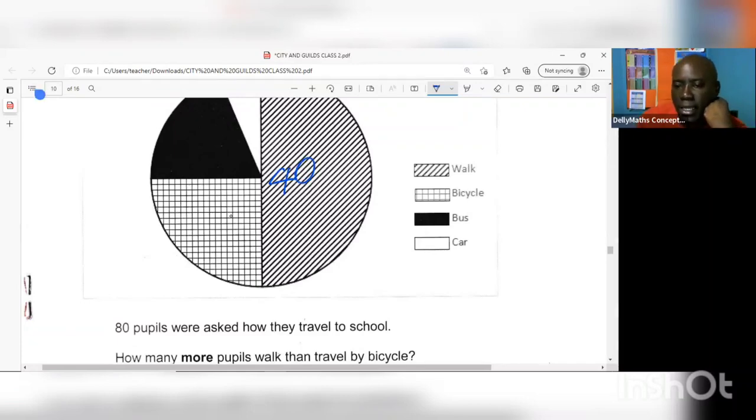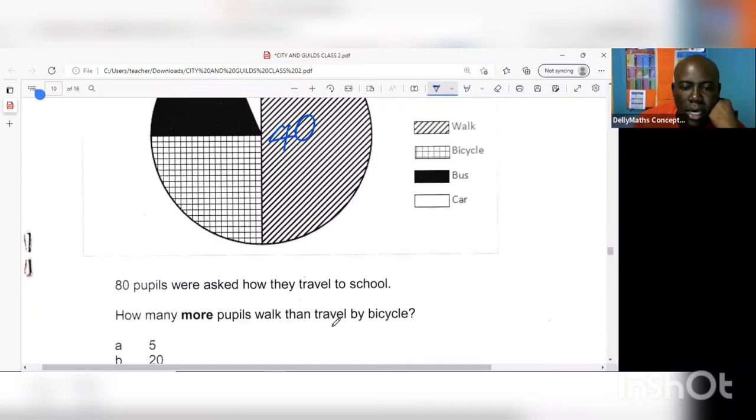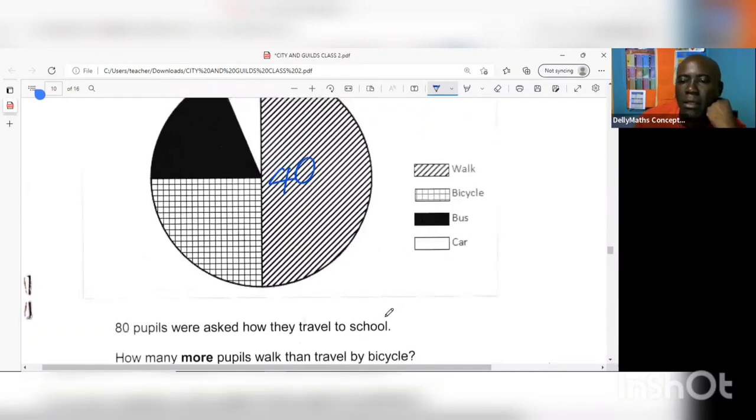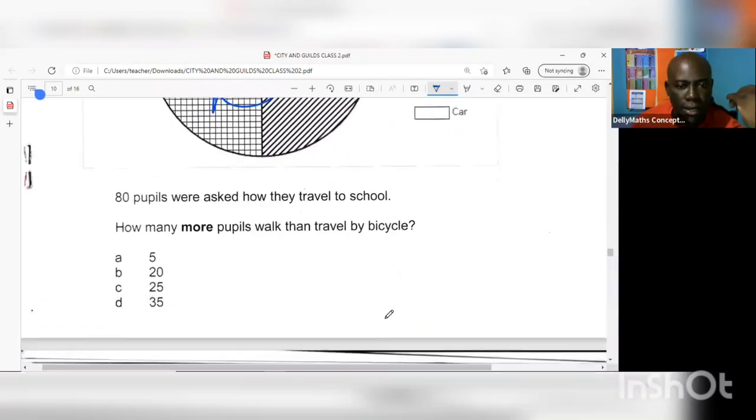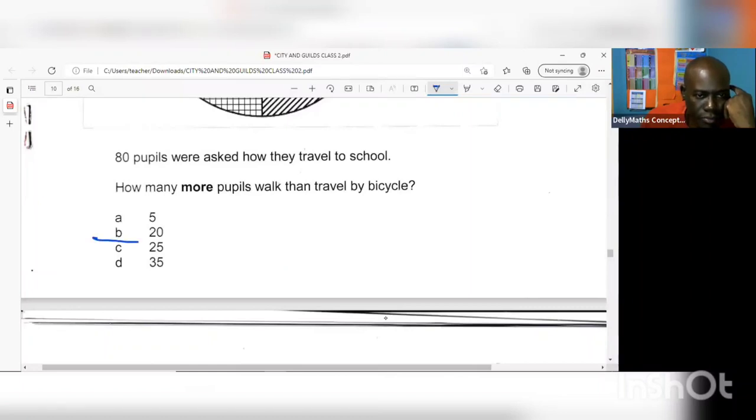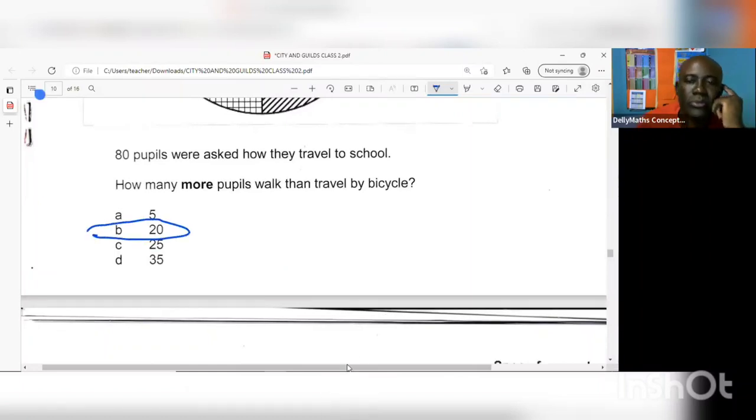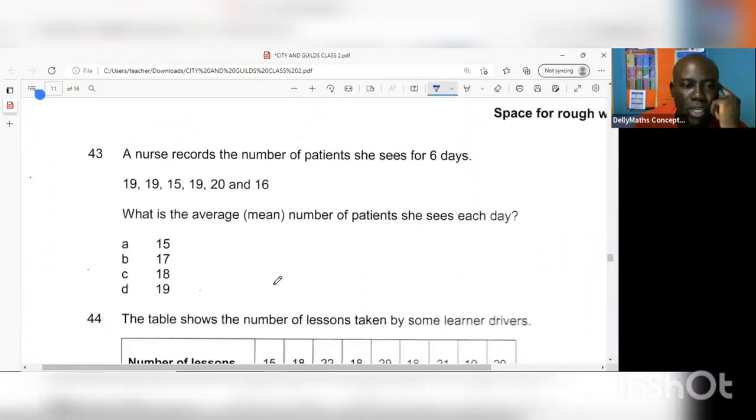All right, and travel by bicycle is 20, and then the rest here, all of this together is 20 again. But that's not our issue. We're comparing this with this. So you could say the difference is 20 right there. So the difference is 20. 20 more.